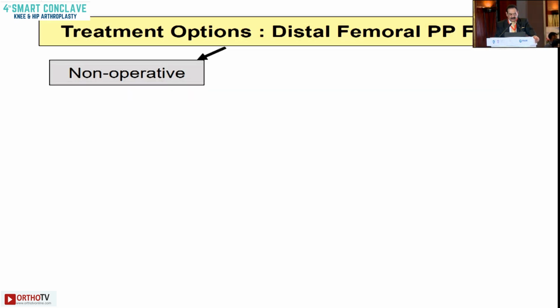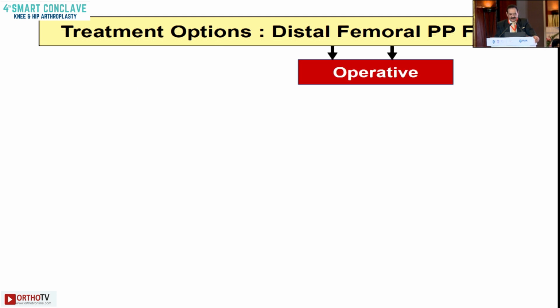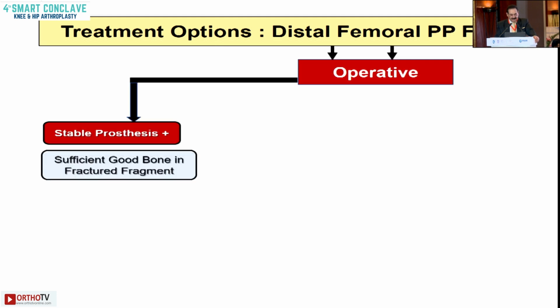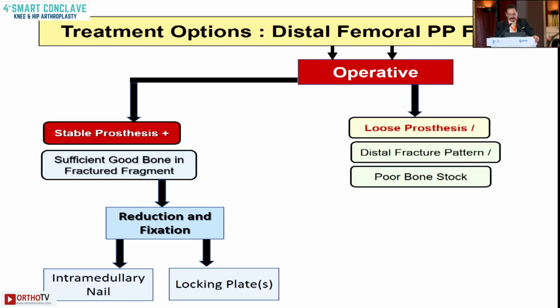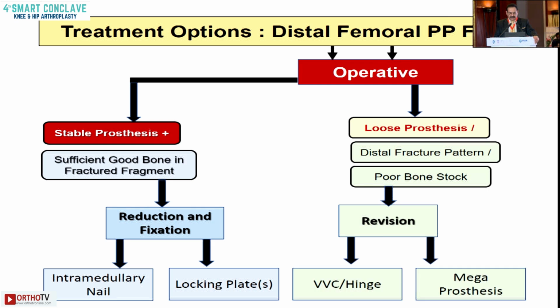Treatment options: non-operatively, a very small number of cases. Operative, you need to see if the prosthesis is stable, plus is there sufficient quality of bone in the distal fragment to fix. If so, reduce and fix either by an intramedullary nail or a plate. But if the prosthesis is loose, or the fracture pattern is such that you can't get a fragment to hold, or there is poor bone stock, think of revision and you can use a hinge or a mega prosthesis.